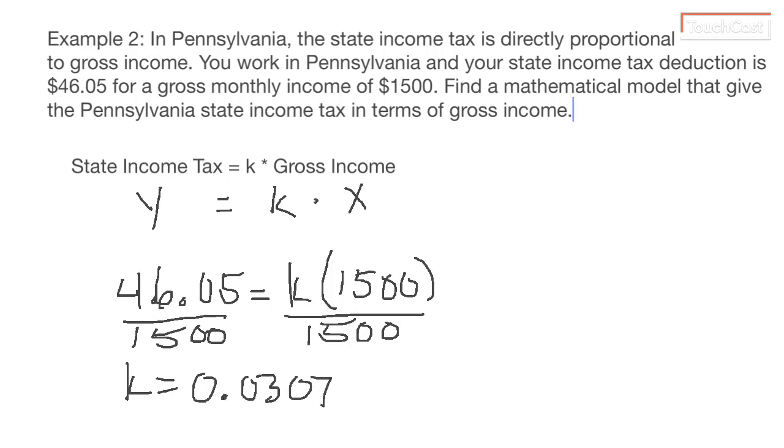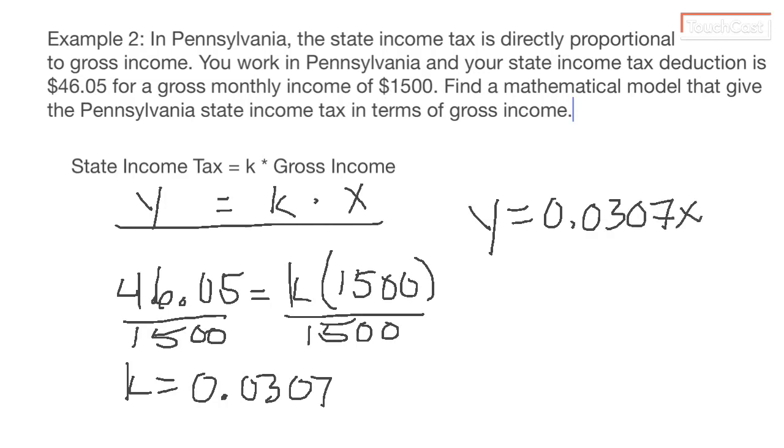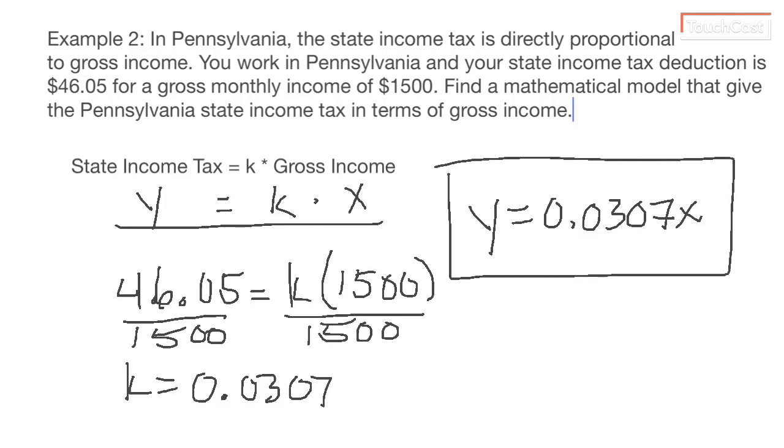And you can confirm that. Type 46.05 divided by 1,500 into a calculator. You'll get that back. What we can do now is, in the equation we had, replace k with this number we just found. So our model is going to be y equals 0.0307x. With this, it doesn't matter what someone's income is. We can figure out what their income tax deduction will be.